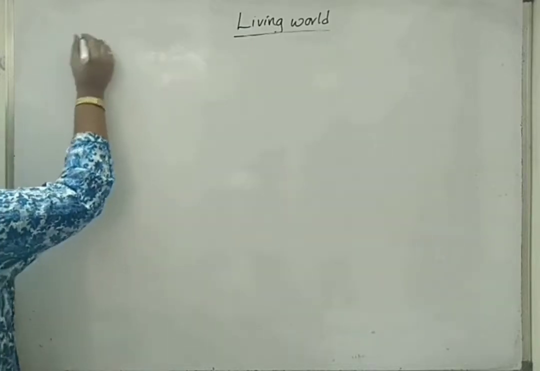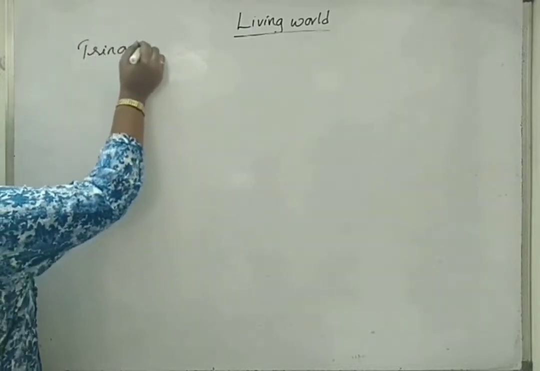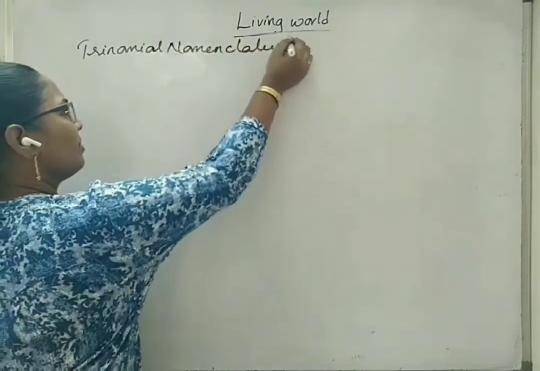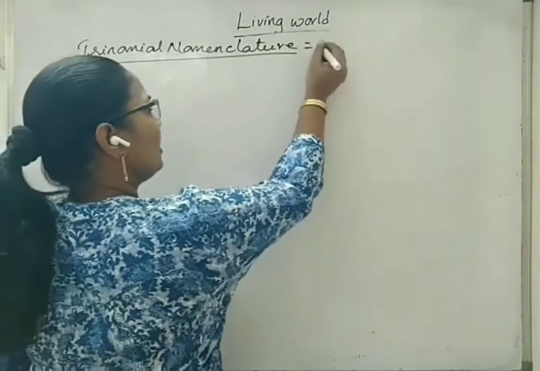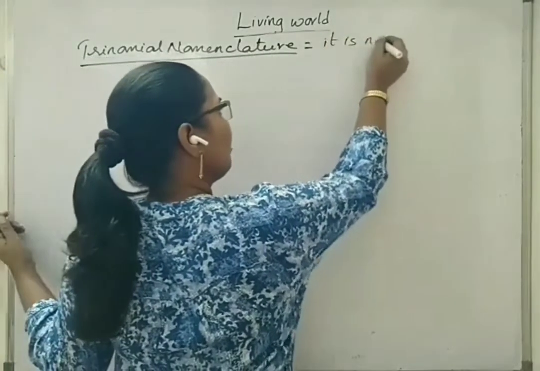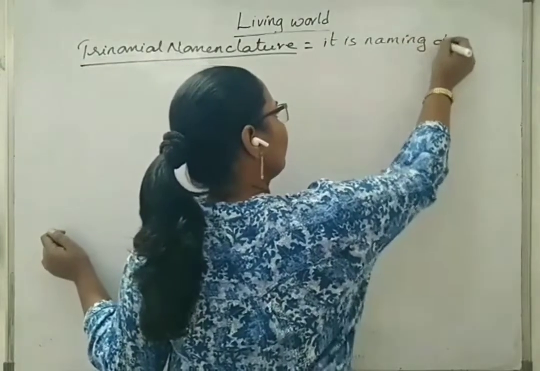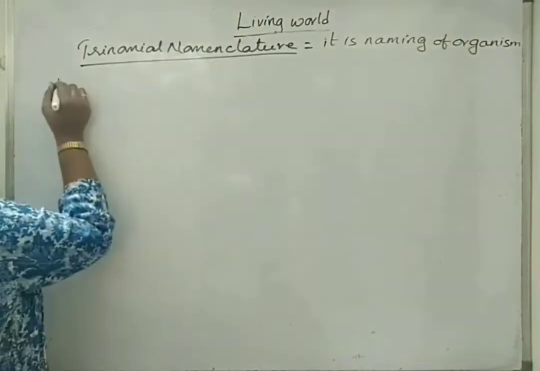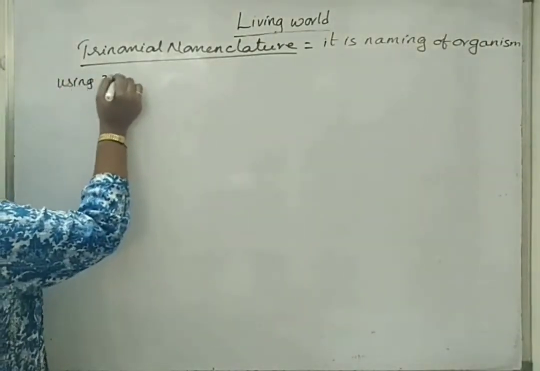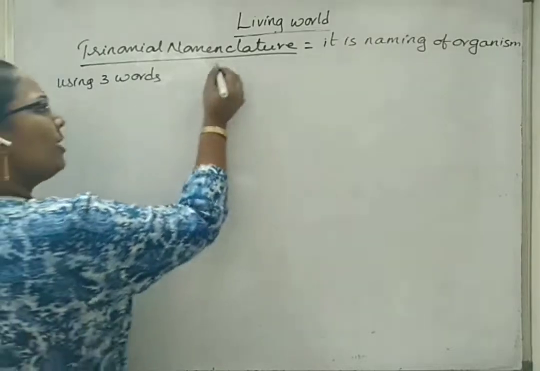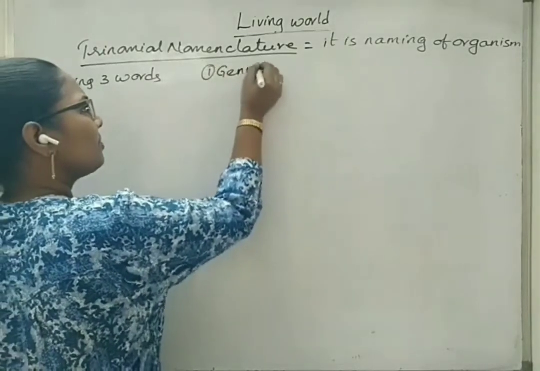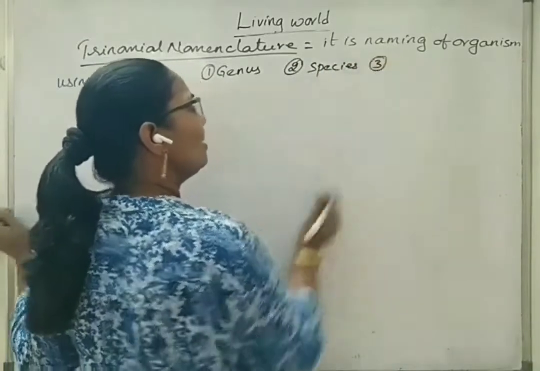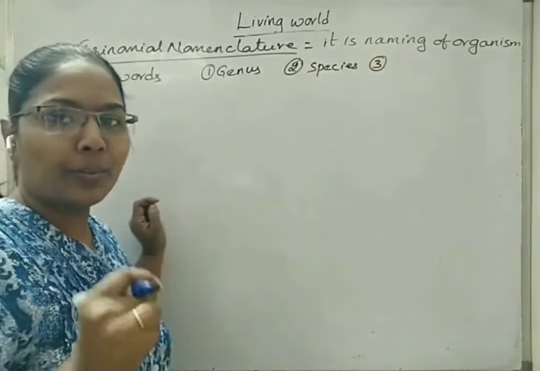Next important topic is trinomial nomenclature. It is naming of the organism using 3 words. We know that first word is of genus, second word is of species, then what is about the third word? Third word is considered as the subspecies word.